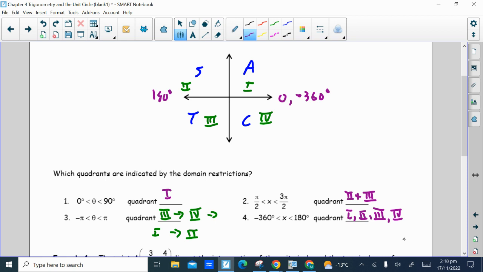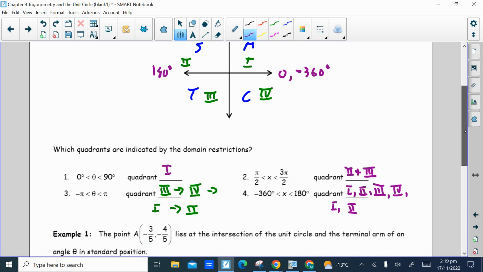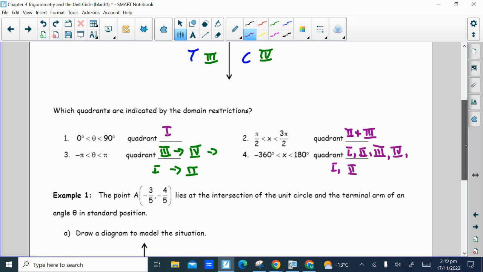If you start at negative 360 and you go in a counterclockwise direction through the first four quadrants, that only puts you back at 0. So then you'd have to go through quadrants 1 and 2 a second time to get to positive 180. So you're going to go through all four quadrants, but you're going to go through the first two twice, starting at negative 360 and going to positive 180.